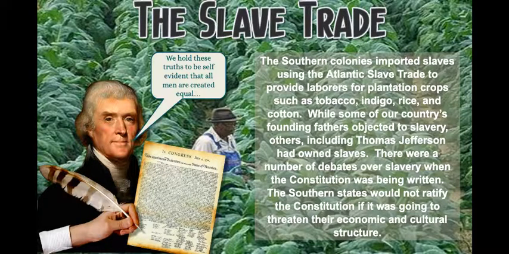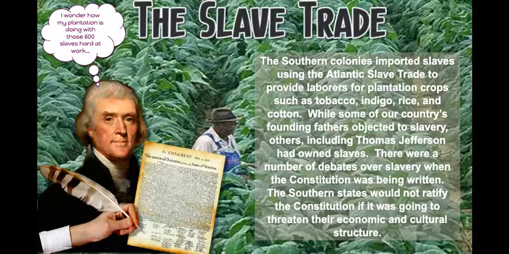But the irony here is that Thomas Jefferson, in creating this Constitution, they wrote the lines, "We hold these truths to be self evident that all men are created equal." But he was a slave owner and he had a plantation with about 600 slaves. Not really speaking his truth there when he said all men are created equal.